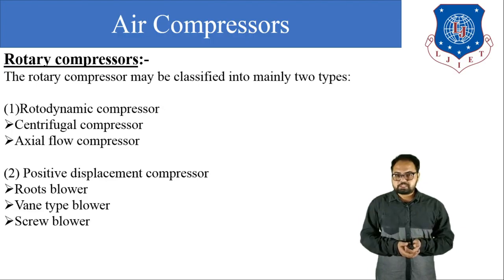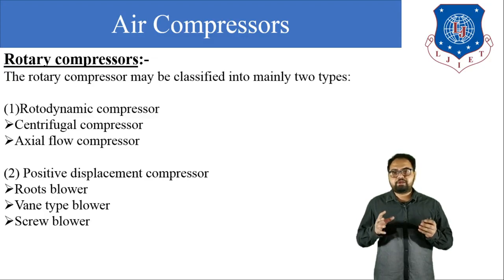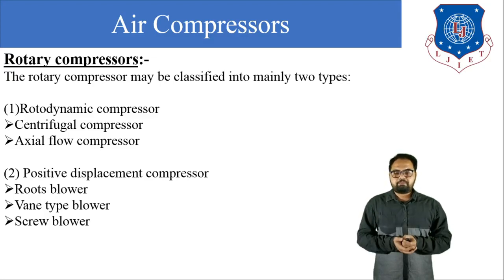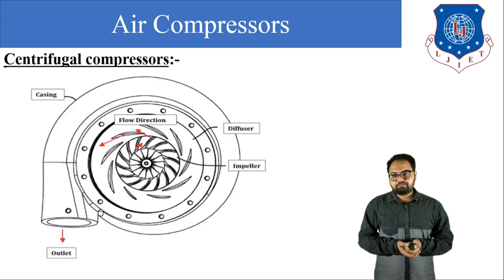Next is positive displacement compressor. In this type of compressor, the compression of the air takes place with the help of a mechanical element, or displacement of the mechanical element. The types of positive displacement compressor are Roots blower type air compressor, vane type air compressor and screw blower type air compressor. So let's discuss one by one.